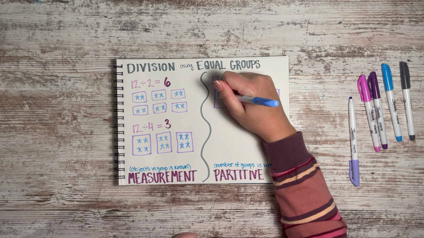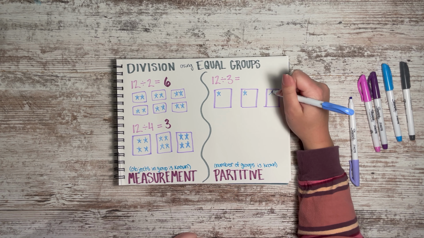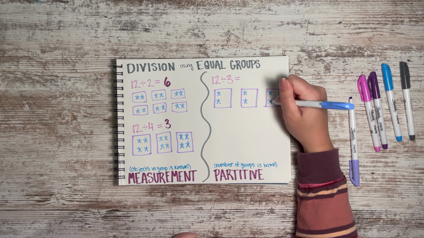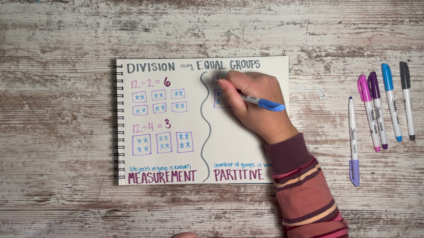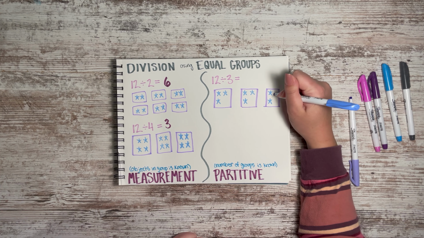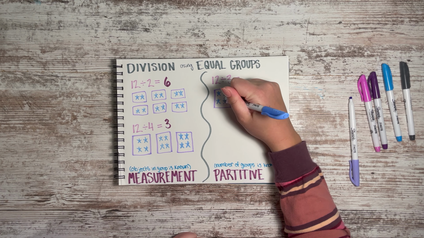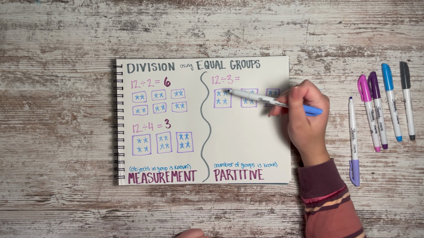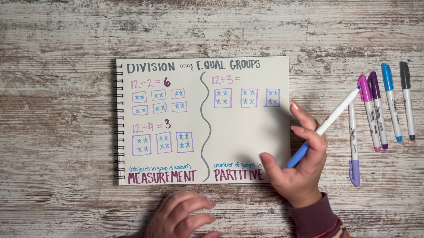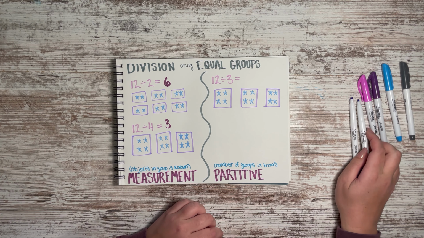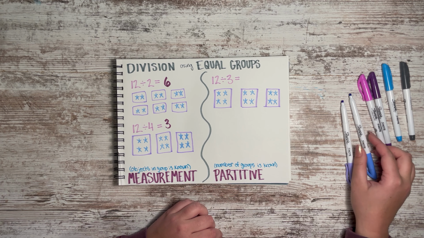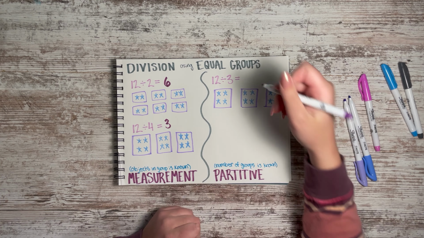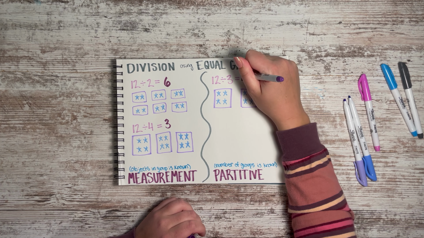So let's do 1, 2, 3, 4, 5, 6. So we're halfway there. 7, 8, 9, 10, 11, and 12. So I've filled all of my groups with 12 stars total. So now the number of stars in each of the 3 groups is going to be my quotient. So there are 1, 2, 3, 4 stars in each group. And that will be my quotient.